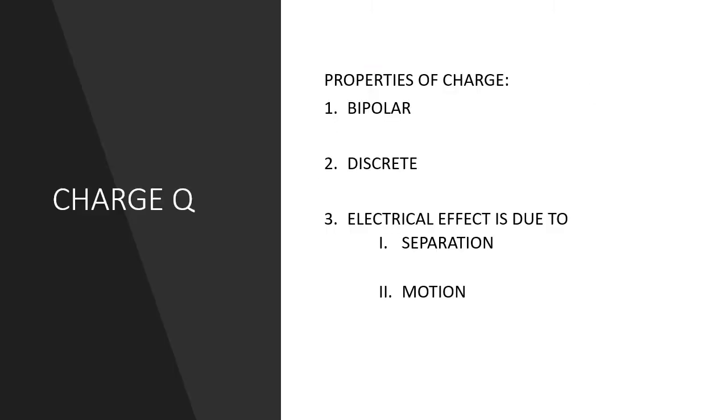All the electrical effects happening around us are due to charge Q, and hence it is important to discuss the properties of charge. So here are the three properties of charge. Firstly, charge is bipolar, which means that charge exists as both a positive and a negative quantity. Then charge is discrete, which means the charge exists as independent individual units, and any amount of charge can be expressed as an integral multiple of e, which is the charge of an electron.